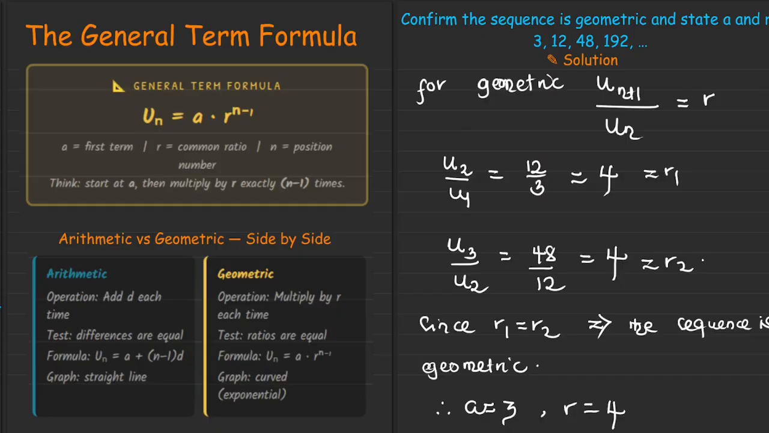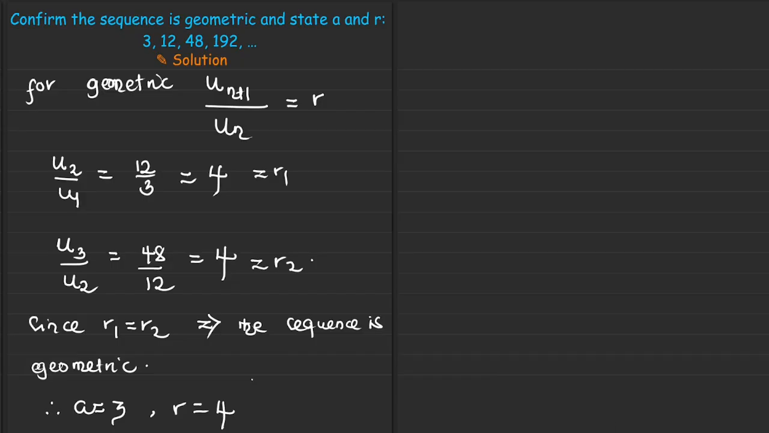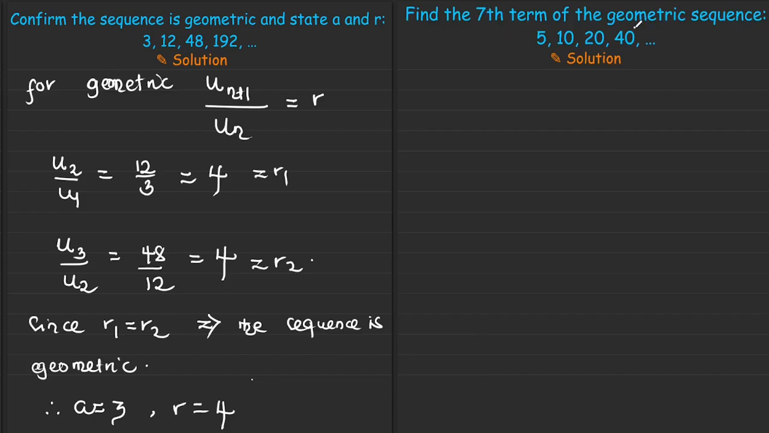Let's look at our second question. For our question 2, it says find the seventh term of the geometric sequence. There's our sequence: 5, 10, 20, and then 40. First of all, we even need to determine whether or not it's a geometric sequence, and I do hope by now you can do it. But since we've been told it's a geometric sequence, there is no need showing it. We have 10 divided by 5, which gives us 2. 20 divided by 10 gives us 2. Then 40 divided by 20 also gives us 2.